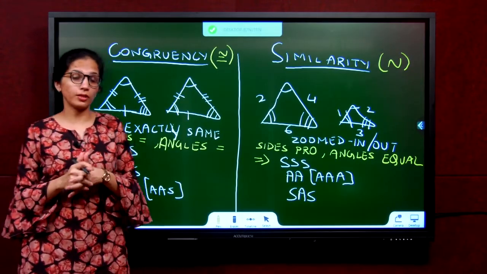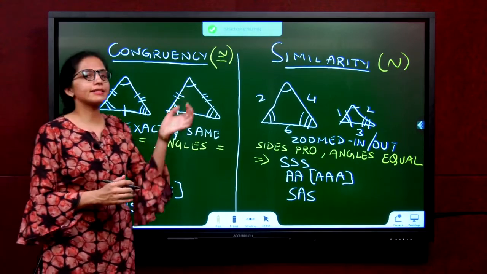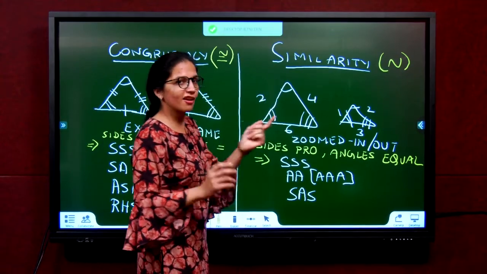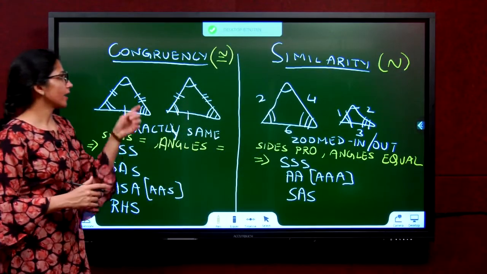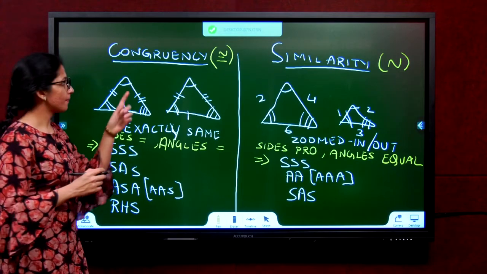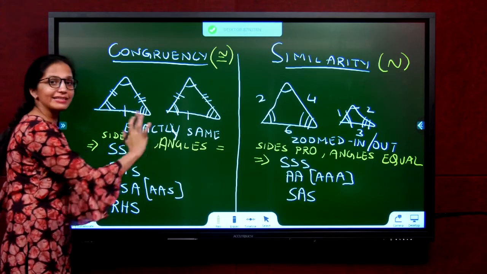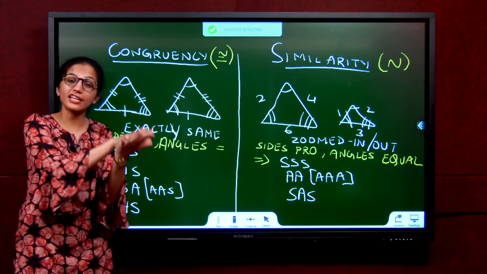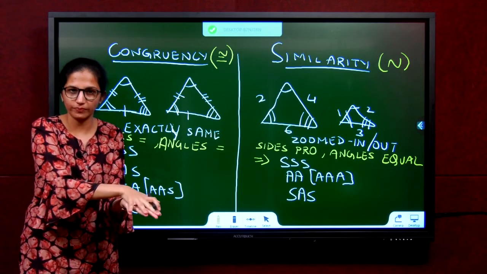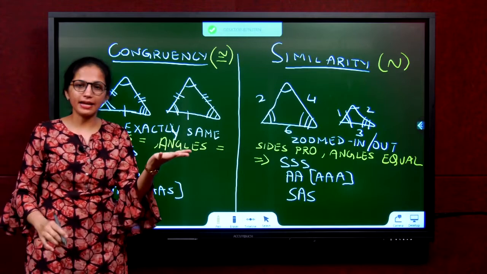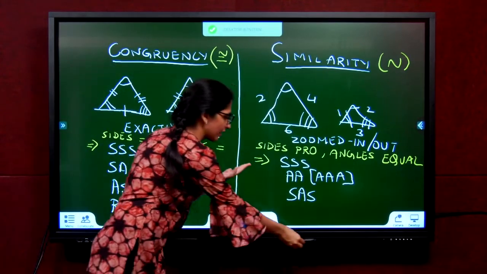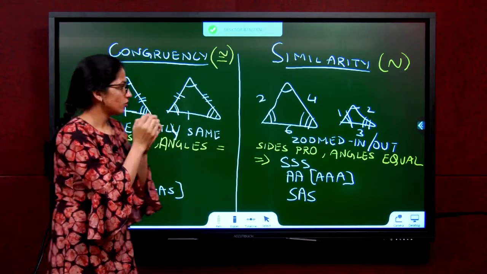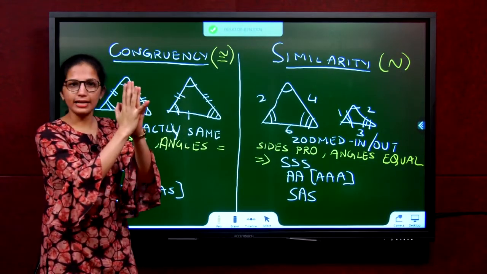Let's brush up on some basics. Congruency and similarity. You have studied congruency in your lower classes. Similarity you have studied this year itself in the previous chapters. Congruency means exactly the same. If I take 2 pages of paper and keep them on top of each other, they are congruent to each other. For example, if I keep one hand on my other hand, they are congruent to each other. Exactly equal, they are coinciding.